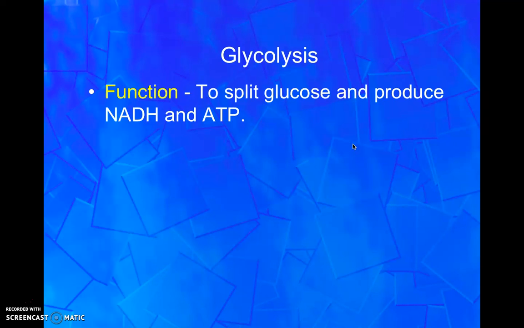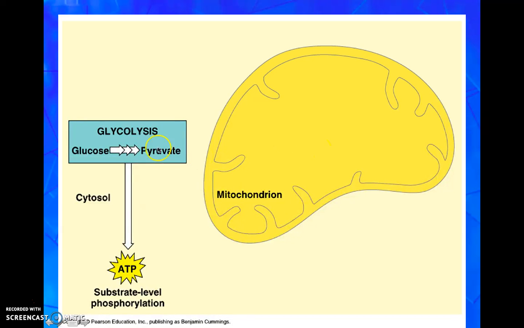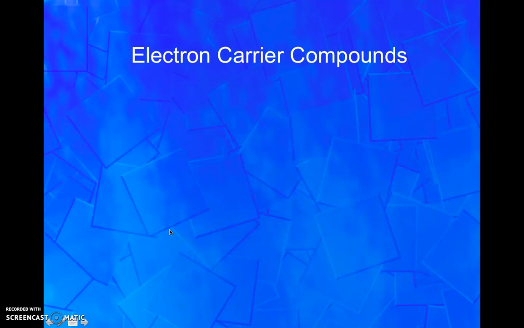And its job is to split glucose, and you produce ATP, and you also produce another chemical called NADH. It happens in the cytoplasm, happens in bacteria as well as in eukaryotic cells, so it would have to happen in the cytoplasm. So glycolysis, we take glucose, we break it in half, that makes pyruvate, and we use that energy to make ATP. We also use it to make NADH.